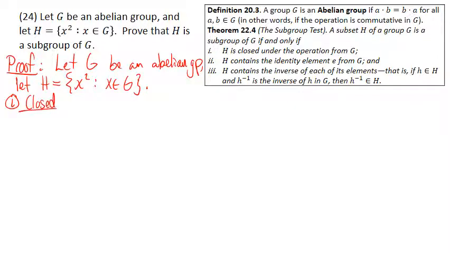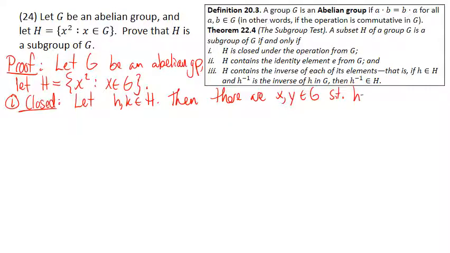So closed. Alright, so I'm going to let, let's call it H and K. Let H and K be elements of capital H. So that means there are some elements, let's say X and Y, in the group, such that H equals X squared and K equals Y squared. So now I want to show that HK is also an element of capital H.